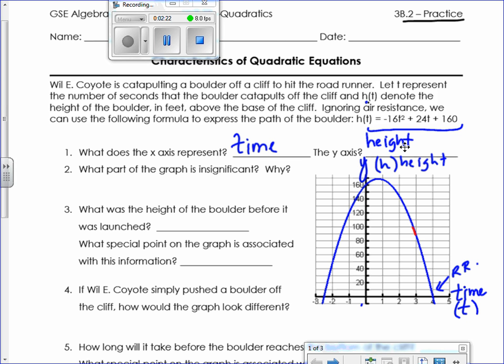So this part, everything left of the origin, everything left of 0, or every part of the graph where x is less than 0, that's the insignificant part. The reason why is that these numbers are negative: -1, -2, -3, and so on. If you have negative numbers, and we said that this axis represents time, well, is there negative time? No. You can't have negative time.